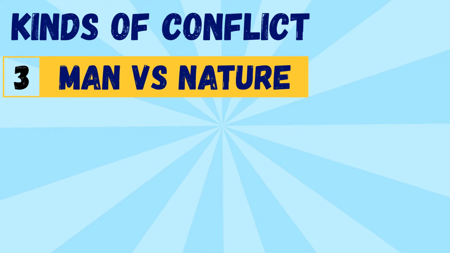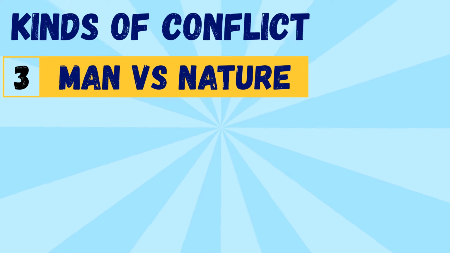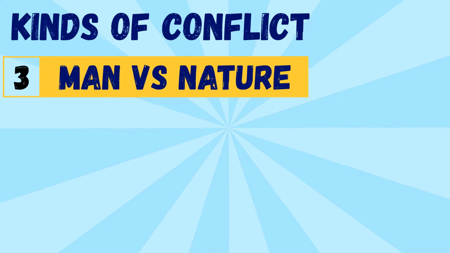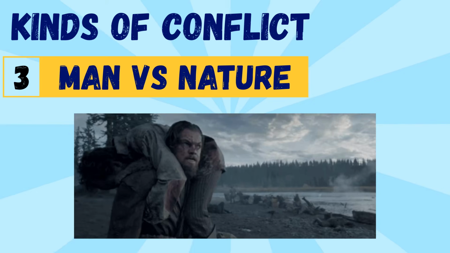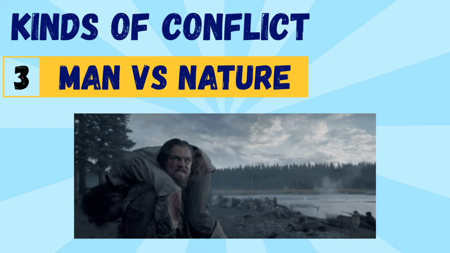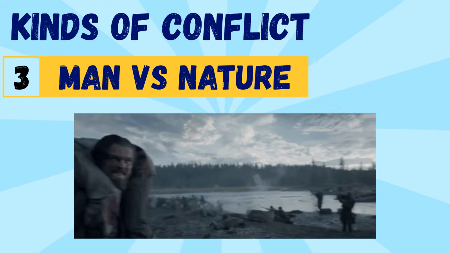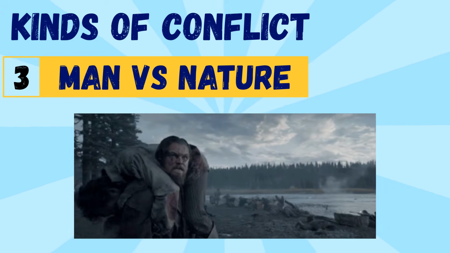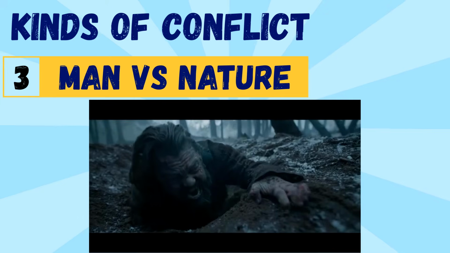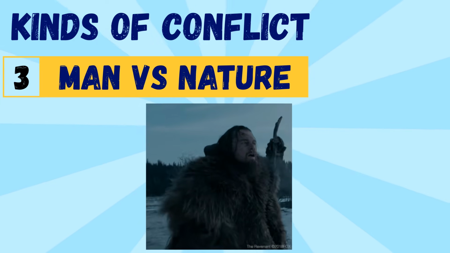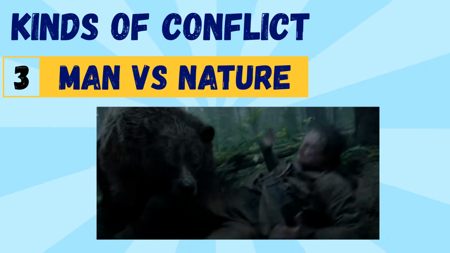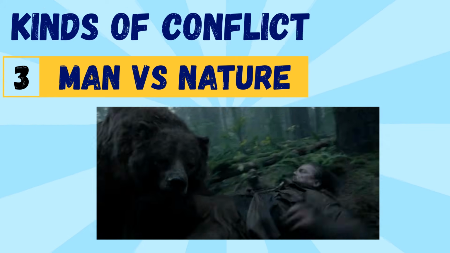Man versus nature. Natural disasters, weather, animals, and even just the earth itself can create this type of conflict for a character. The Revenant is a good example of this conflict. Although revenge, a more man versus man type of conflict, is a driving force, the majority of the narrative centers around Hugh Glass's journey across hundreds of miles after being attacked by a bear and enduring extreme conditions.